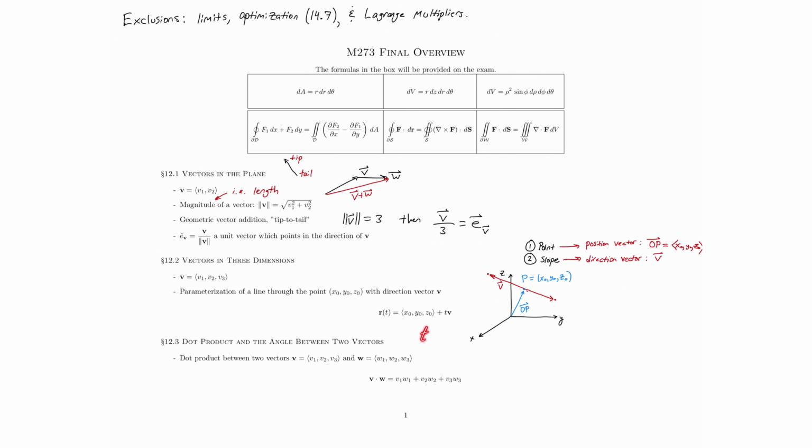Now, if we allow t to range over all real numbers, negative infinity to infinity, this would effectively trace the full line. So that's the idea behind a vector parameterization. So here's one copy of v, but this just continues onward forever.